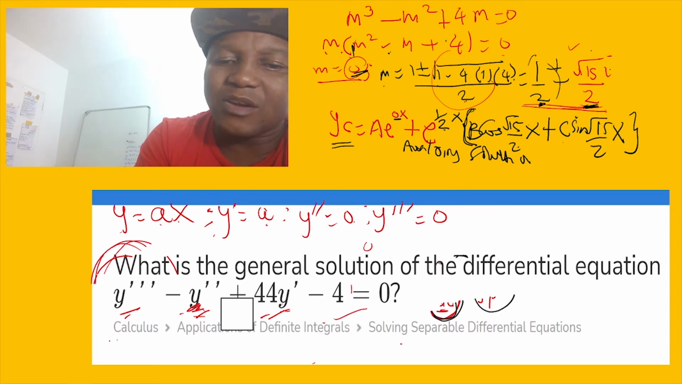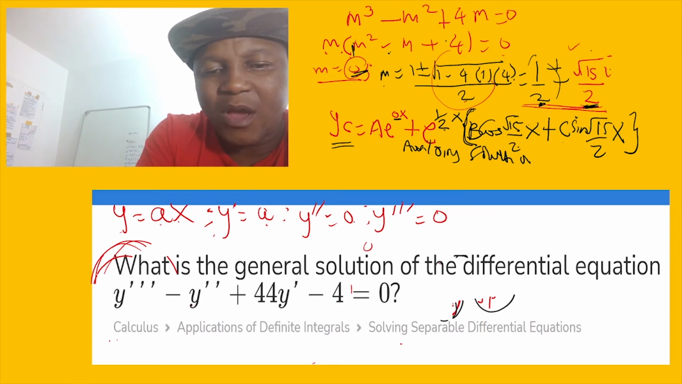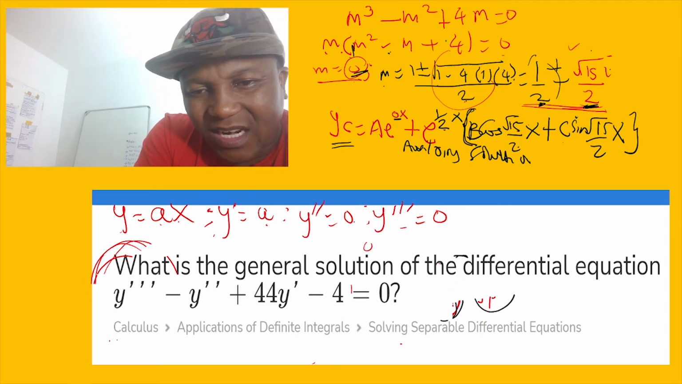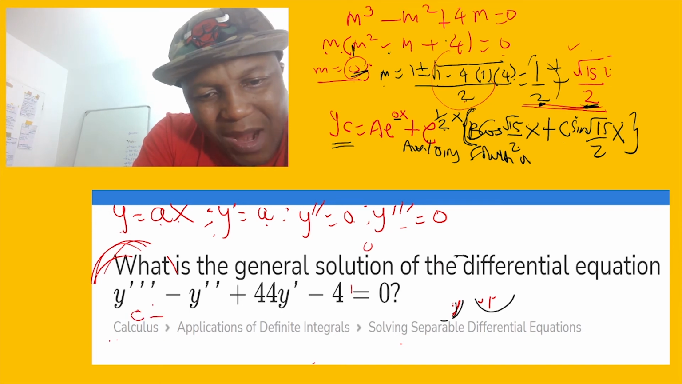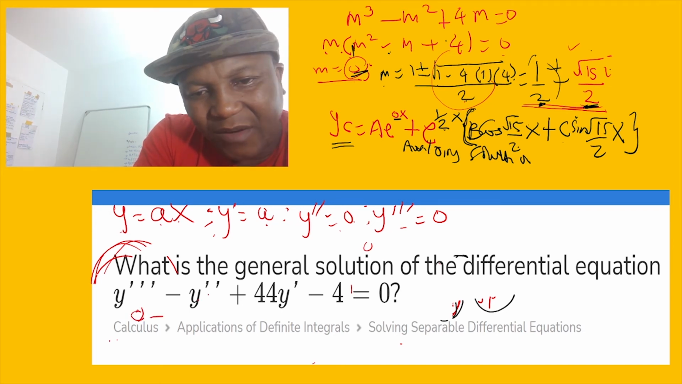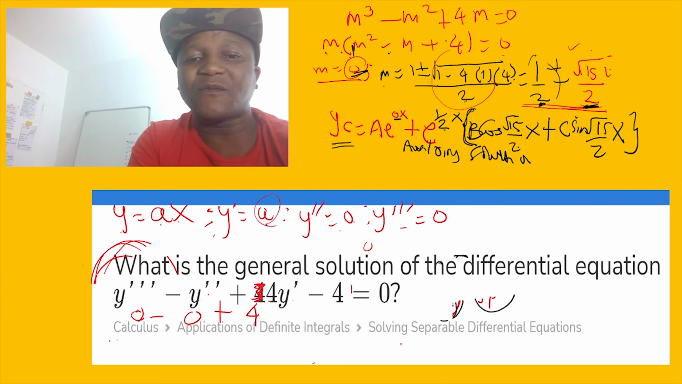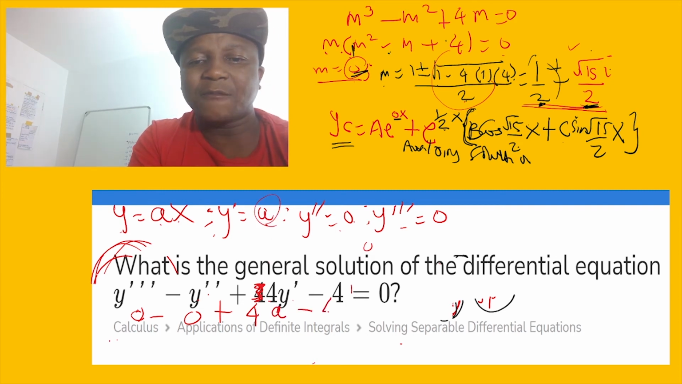All right, now let's go. So this is going to become, what is the y third derivative? Y third derivative equals 0. Minus y second derivative equals 0. Plus 4 times the first derivative, which equals A. So this is going to be A minus 4, and then equal to 0.